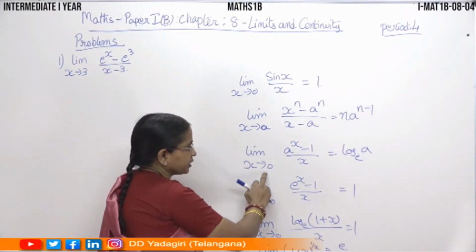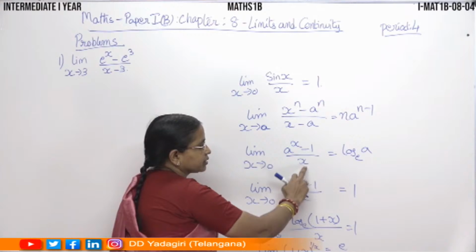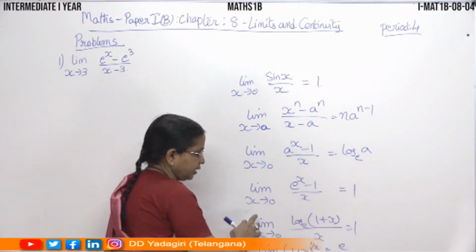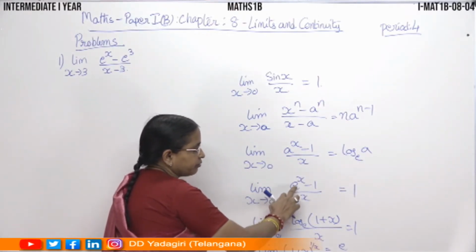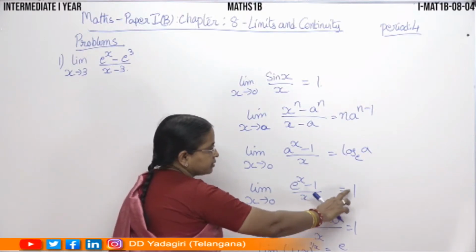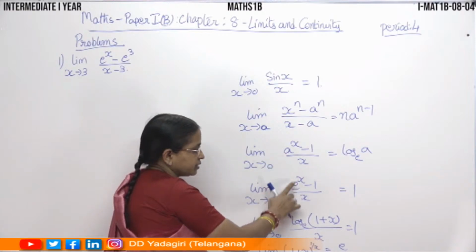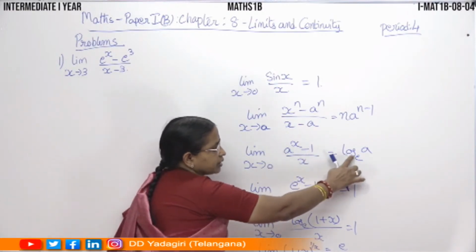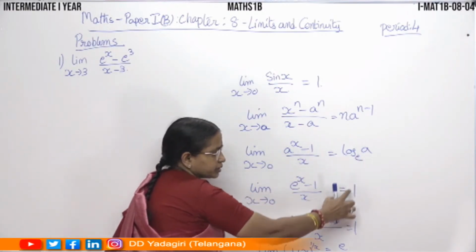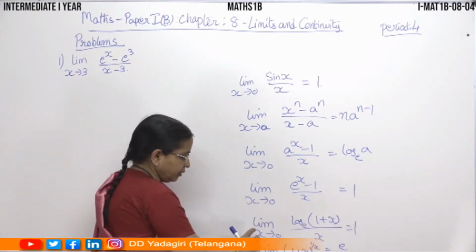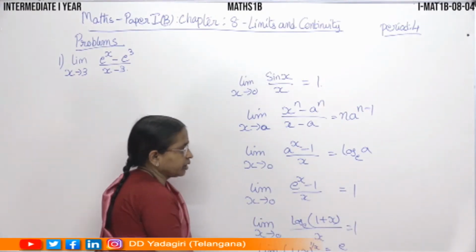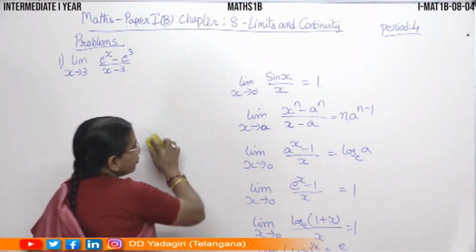Limit x tending to 0 of (a^x minus 1) by x is log a to base e. Limit x tending to 0 of (e^x minus 1) by x is 1. This is a particular case of this where a is equal to e. When a is equal to e, this becomes log e to base e, which is 1. So like that. And this is the next one. Okay, now we'll continue with the problems.